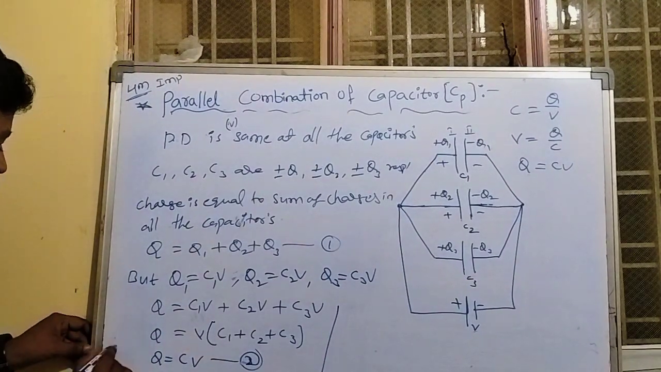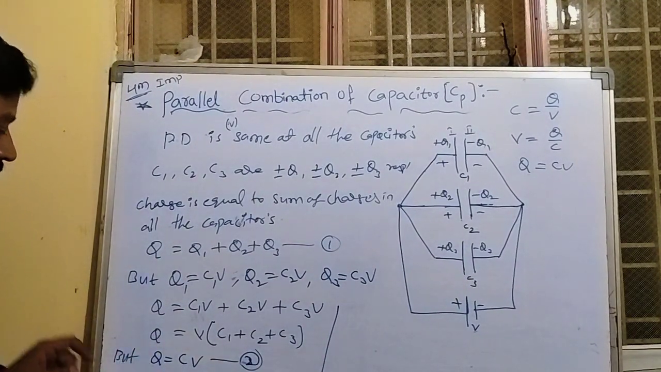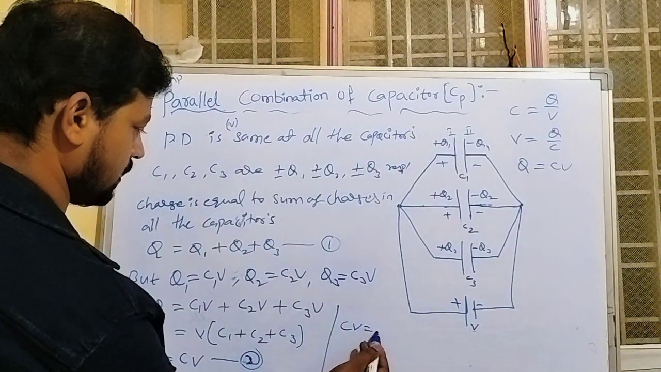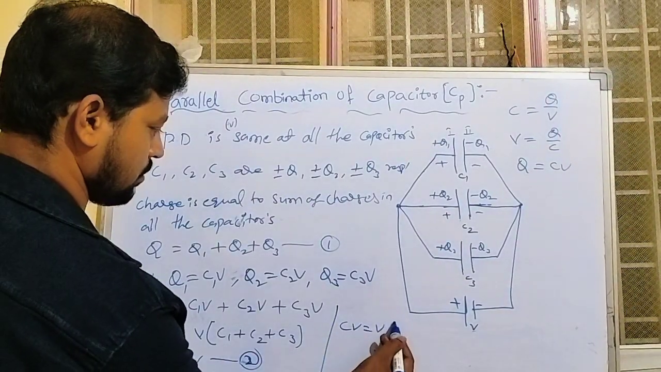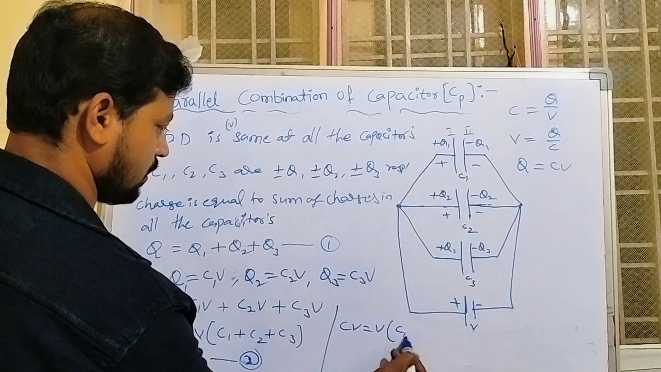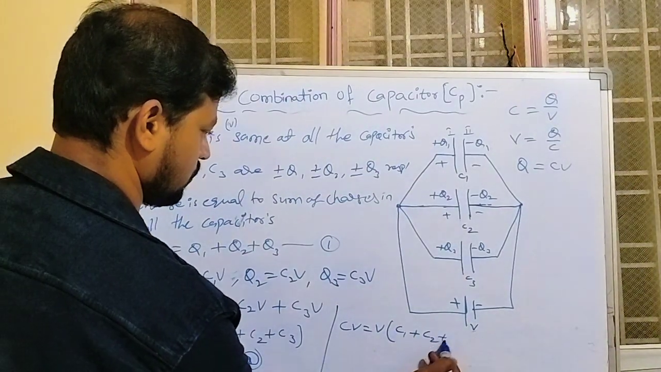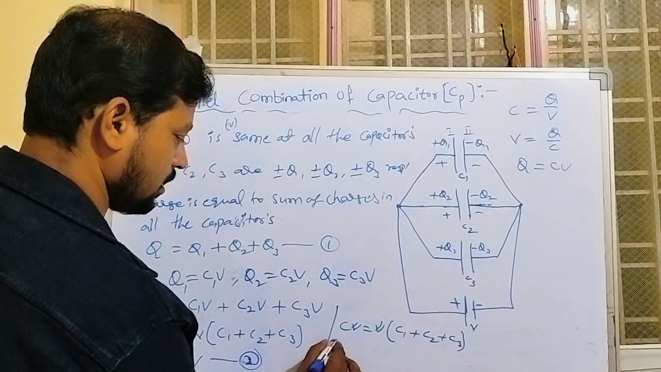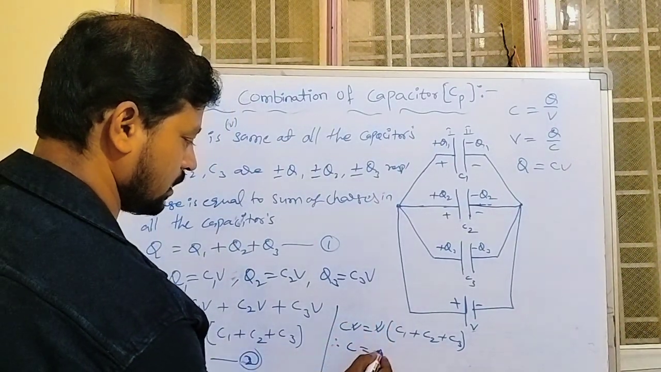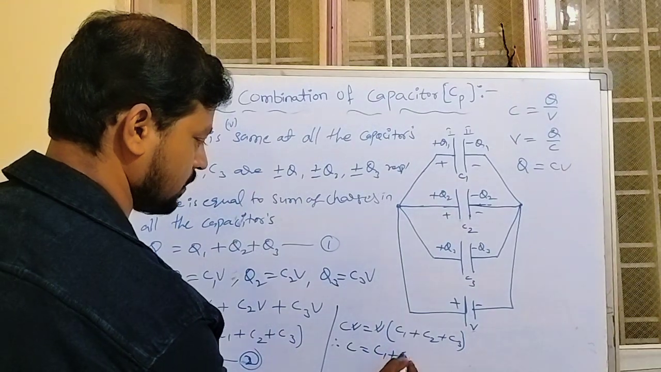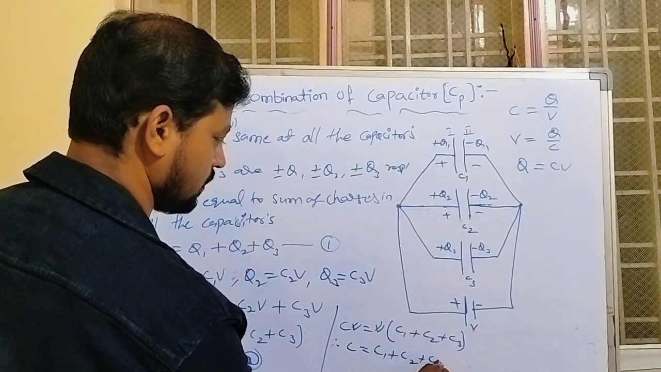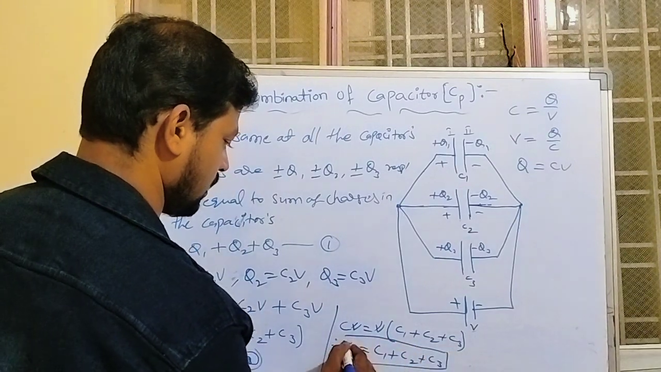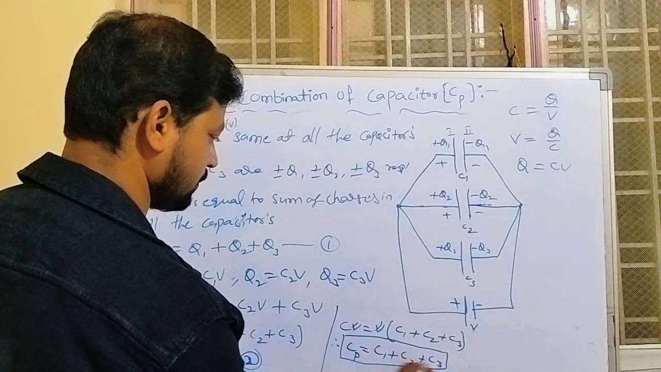But Q is equal to CV. Substitute the value in the above equation. Q is equal to CV, and V is common, that means C1 plus C2 plus C3. V and V cancel. Remaining value is C is equal to C1 plus C2 plus C3. This is the parallel combination of the capacitors.